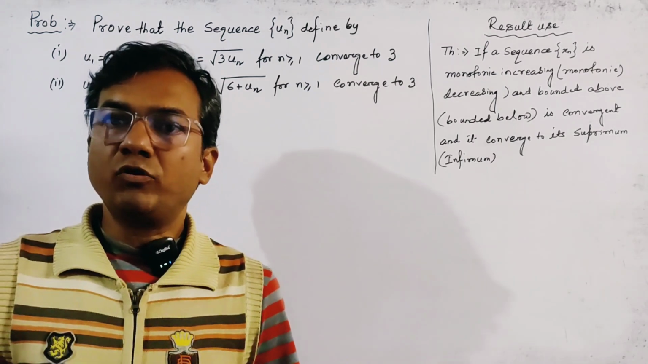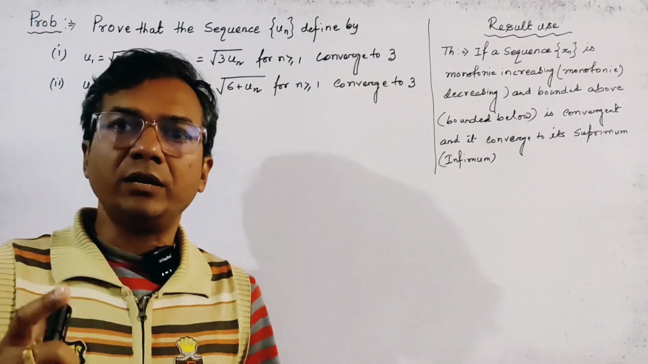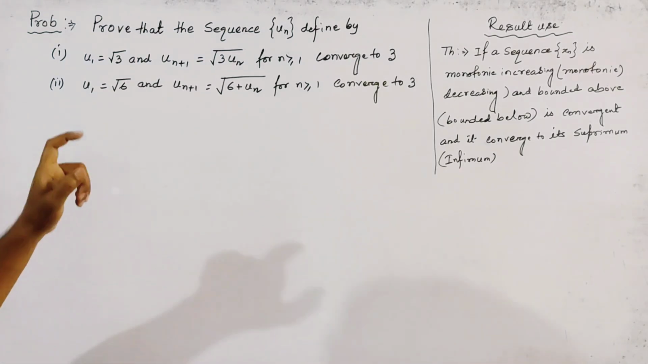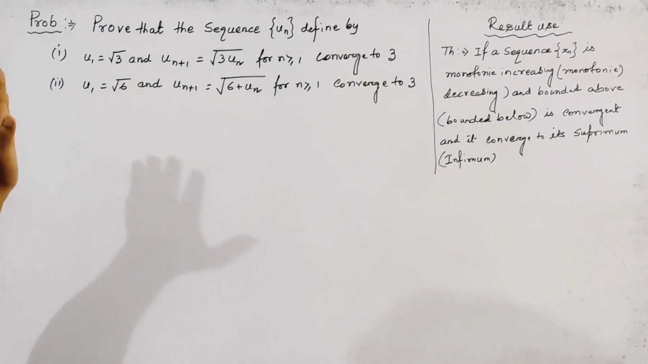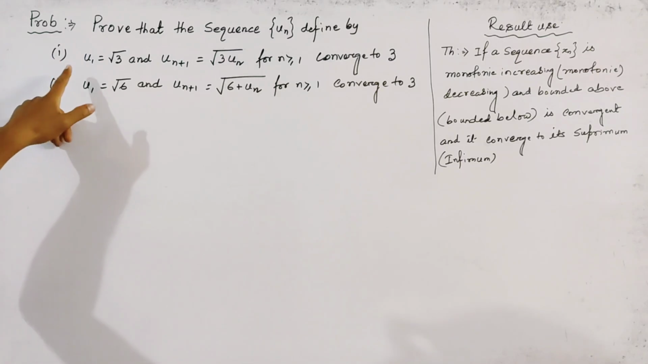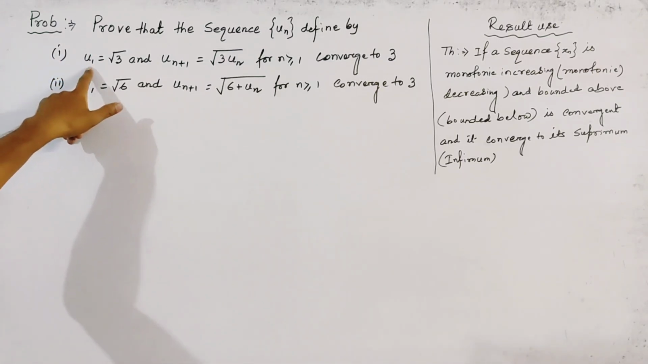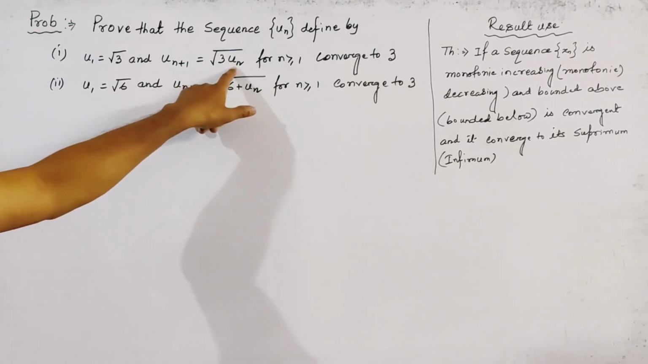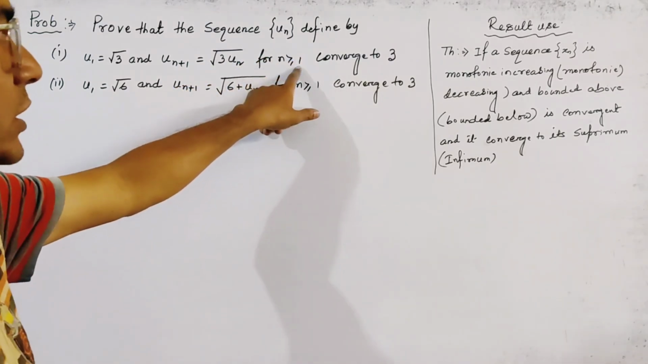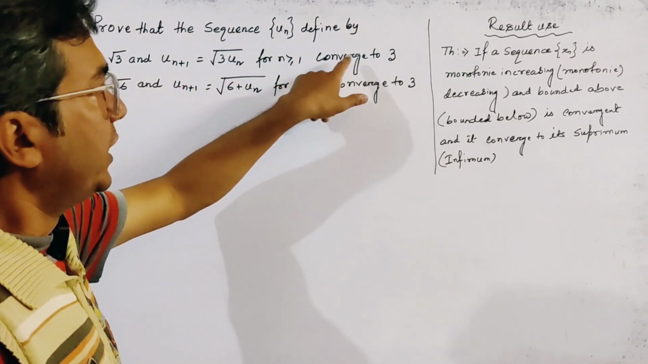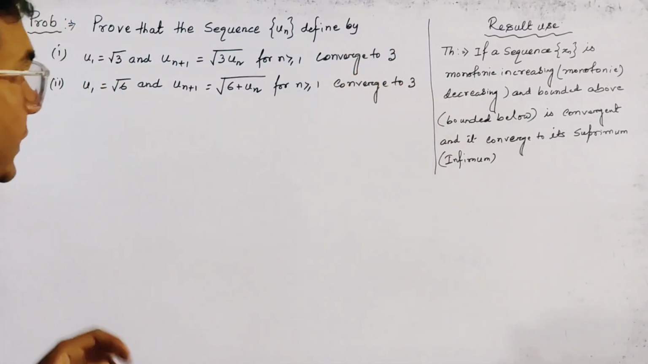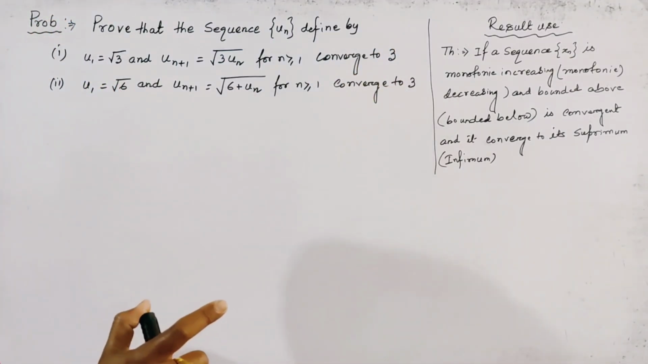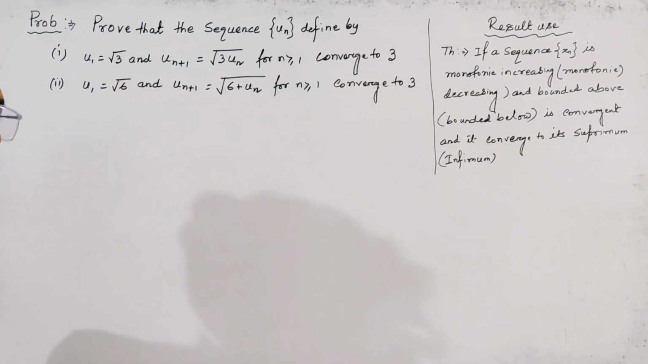This problem is from sequences of real numbers, and it has two parts. We solve and discuss in detail one by one. In the first part, it is given that u1 is root 3, and u_{n+1} is root 3 u_n for all n greater than or equal to 1. And we have to show it converges to 3. That is, we have to first show it is convergent and also converges to the point 3.